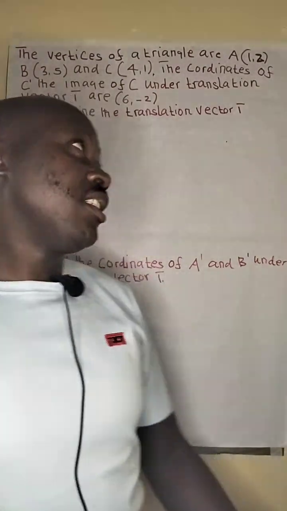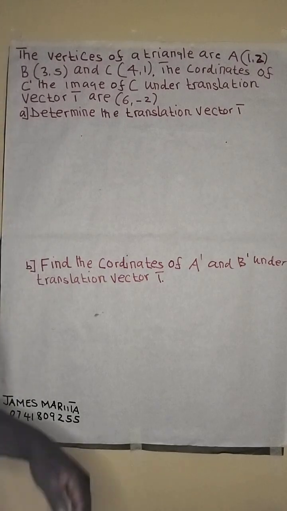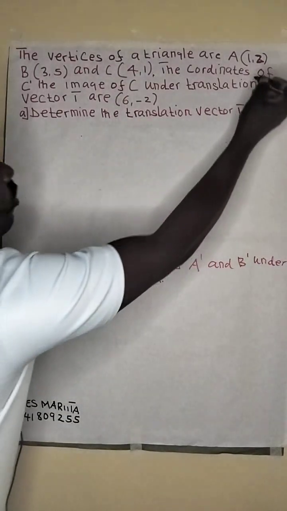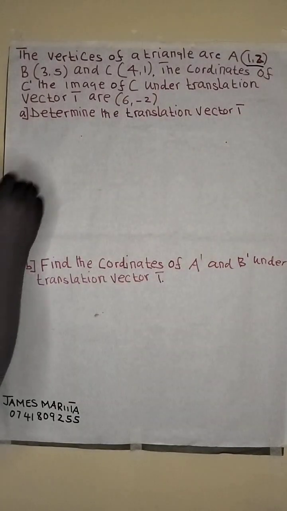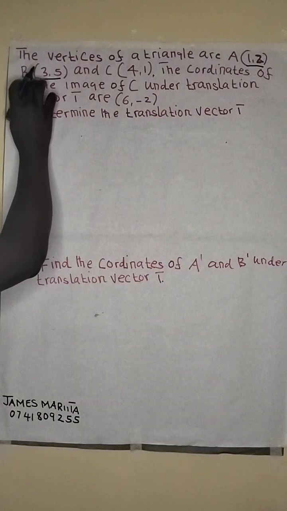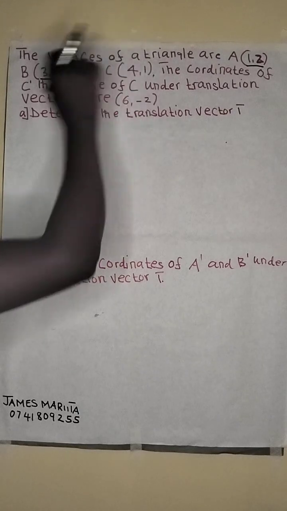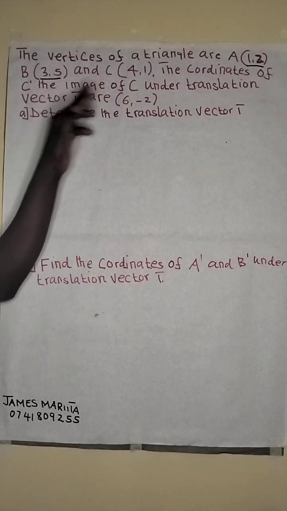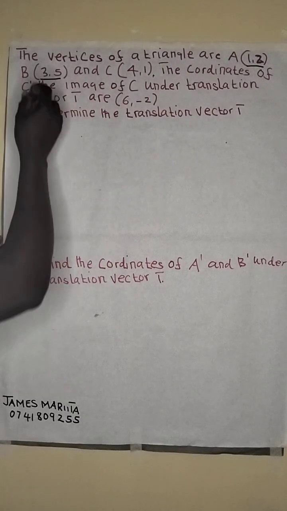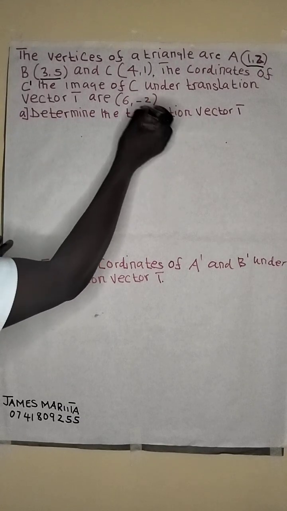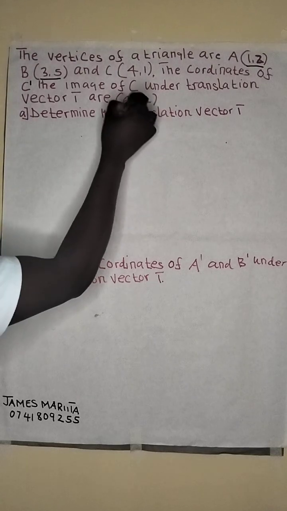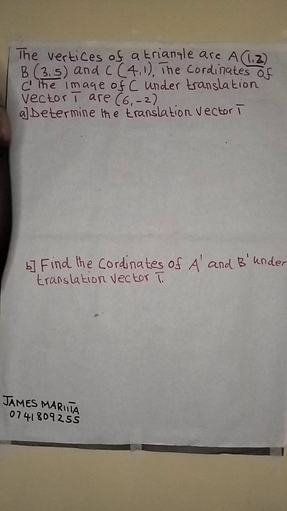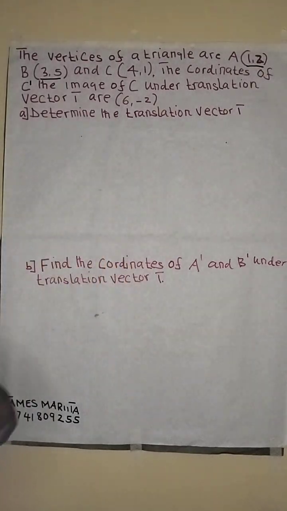Today we are looking at translation. We have the vertices of a triangle: A is (1, 2), B is (3, 5), and C is (4, 1). The coordinates of C', the image of C under translation T, are given as (6, -2). So determine the translation vector T.